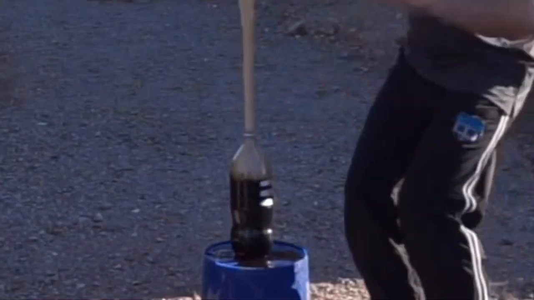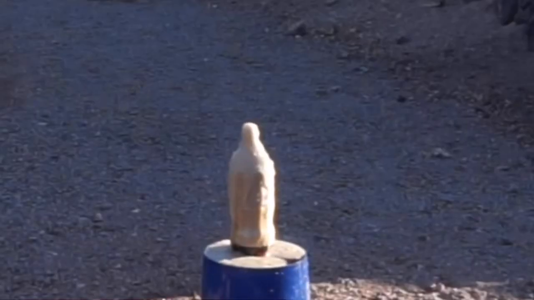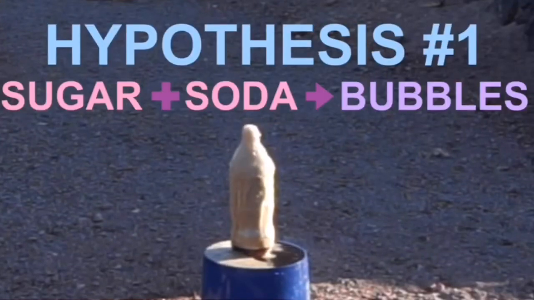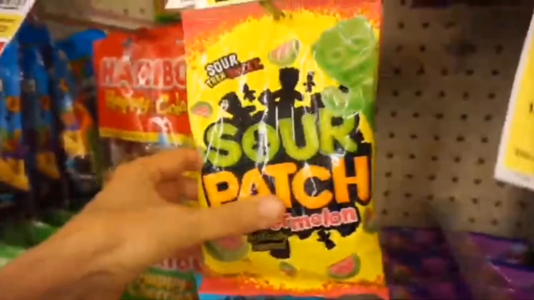There is a reason Mentos react with soda to produce a fountain of bubbles, and with the help of the scientific method, we can figure out which explanation is correct. Let's begin by testing the first explanation we heard, that the reaction is caused by a chemical reaction of sugar and diet soda. If the sugar in our Mentos is the cause of our eruption, then we would expect other sweet candy to produce a similar effect. So let's test jelly beans, gummy bears, and sour watermelon candies.